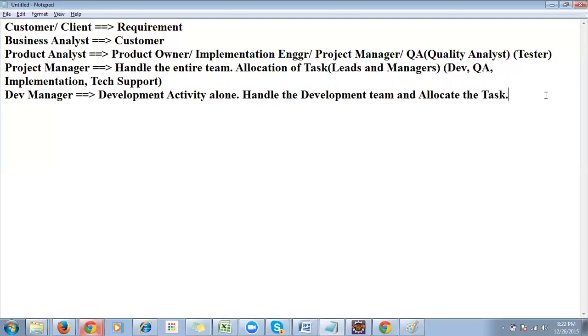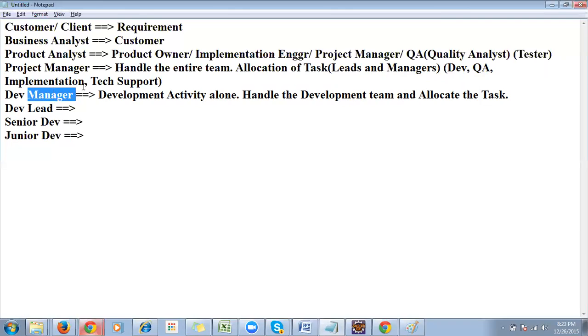Okay. So now we have seen the development manager. After that, we have the development lead, then we have the senior developer, and we have the junior developer. So the development lead, what is the thing?